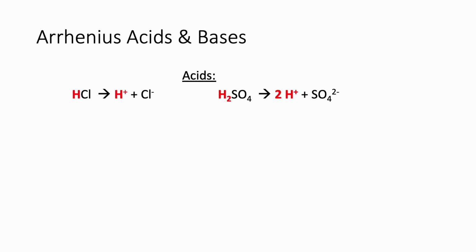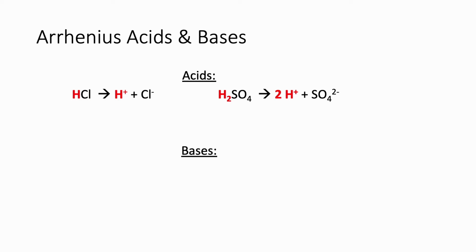We've got HCl, and you can see that HCl will produce H+ in solution. You can see where that hydrogen comes from. You have acids like sulfuric acid, H2SO4. Again, you can see where the hydrogen ions come from.